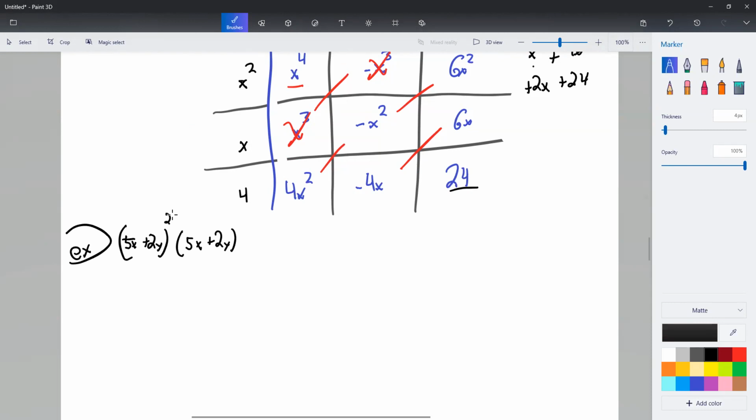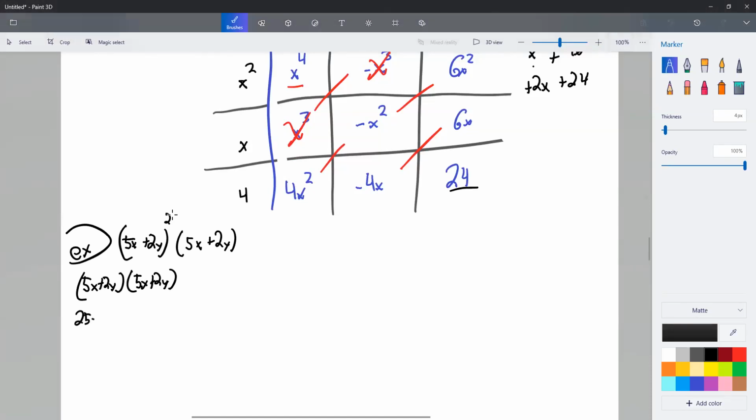So if you're foiling 5x plus 2y, you would go ahead and write it out like this. And then for first, you would get 25x squared. For outer, you would get plus 10xy. When you have two variables, they're different variables, you just put them next to each other. A lot of people prefer to write them in alphabetical order, but they might not always do that. So it's something to keep in mind. Plus 10xy again when we do inner, and plus last 4y squared.